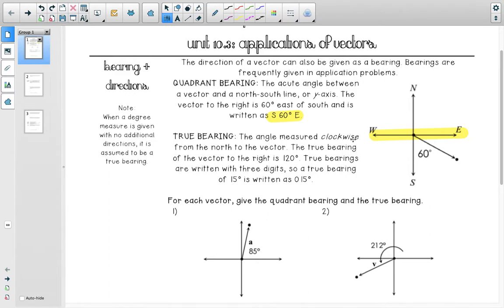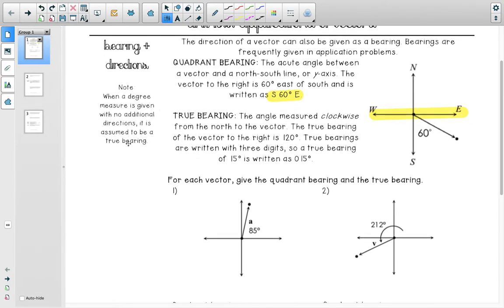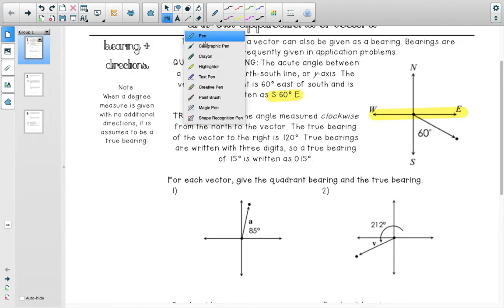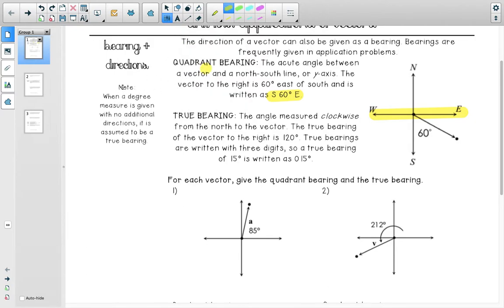True bearing is the angle measured clockwise, so clockwise from north to the vector. The true bearing of the vector to the right is 120 degrees. And if you read it, it says it's written as 3 digits, so if it's 15 degrees, it's really 015. So we're just going to dive right into this. Right here, pay attention to that note, so let's highlight that. You can read that.